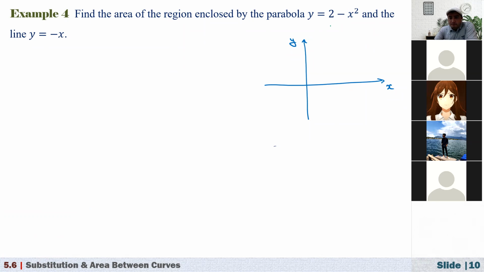The graph of this parabola is, let's say this one is minus square root of 2, and this will be square root of 2. And this one is 2, because it opens downward, right? So its graph is something like this. Okay, that's the graph of this parabola. And how about y equals minus x? It is just the identity function, with a negative sign. It will be like this.